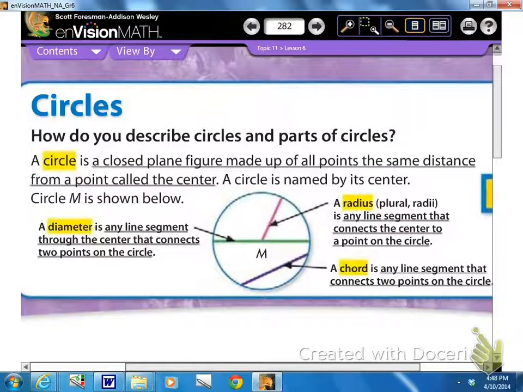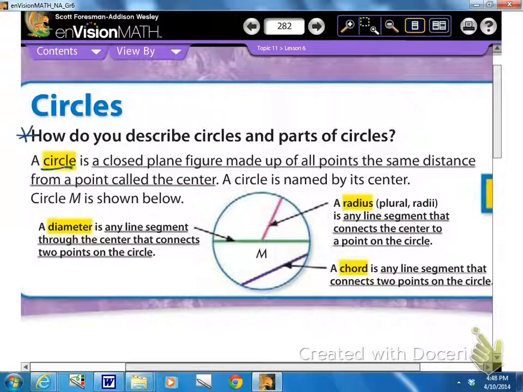Okay, we're looking at page 282 in your book, 11-6 Circles, and we're going to be talking about the parts of a circle. You should be writing down the definitions, so you might want to just go ahead and pause me and get those down first, and then listen and follow along. All right, so the first question is, how do you describe circles and parts of circles?